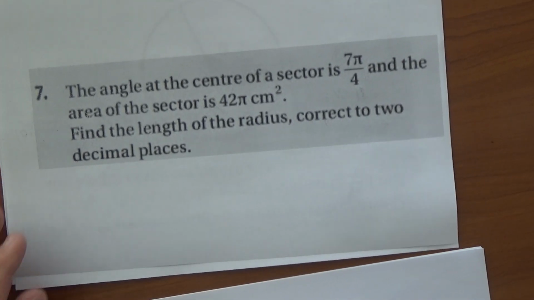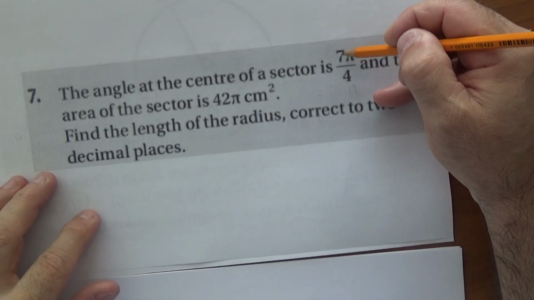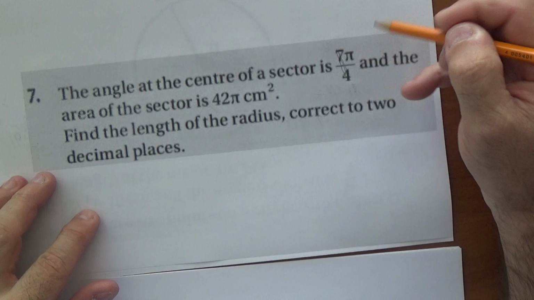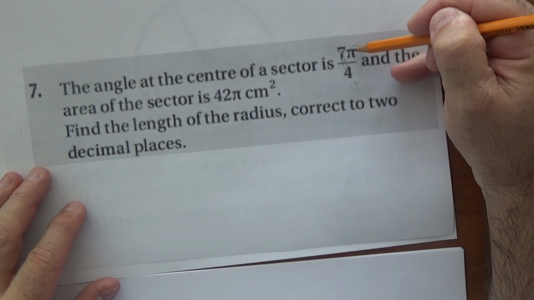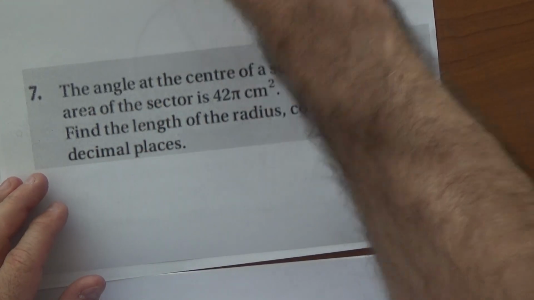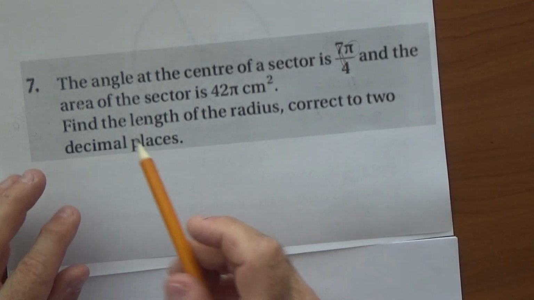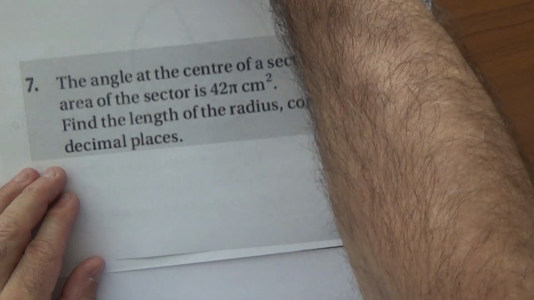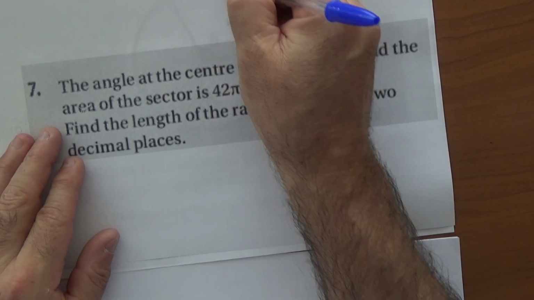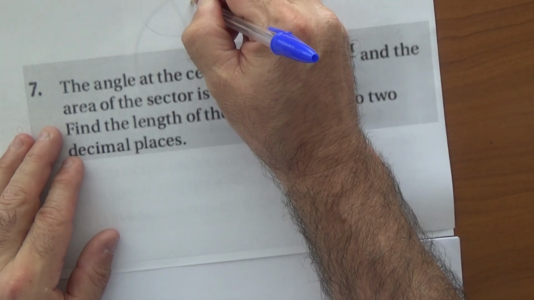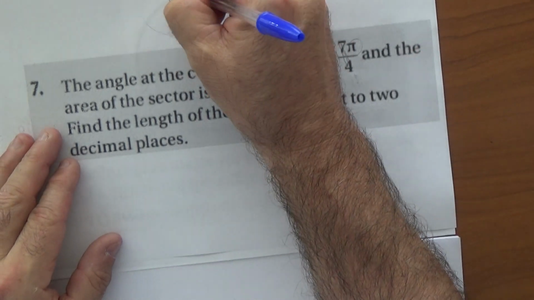Okay, so on to question 7. So now we will use that knowledge. Here we can see that this is a reflex angle, because we're comparing. Okay, I hope you understand, because this is more than 1 pi, and pi is 180 degrees. So the angle at the center of a sector is 7 pi over 4. Now we do know that's reflex. That's the major. 7 pi over 4.